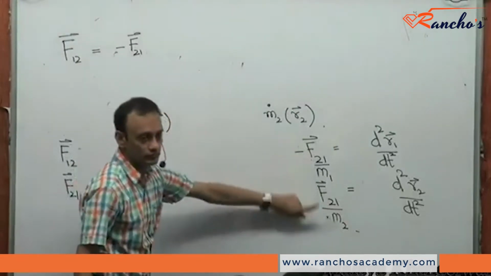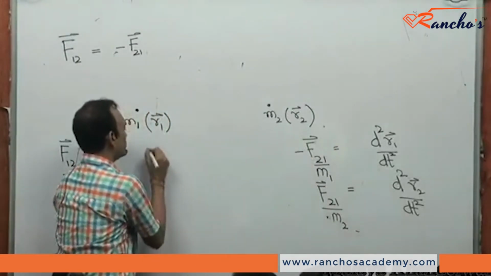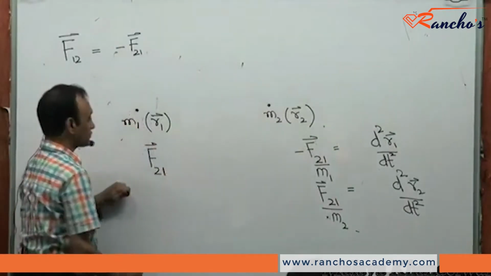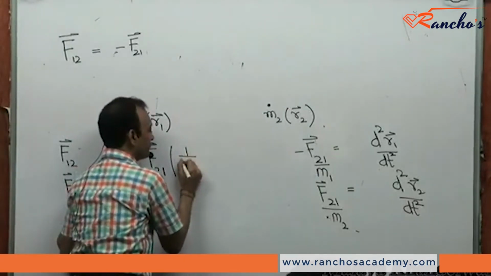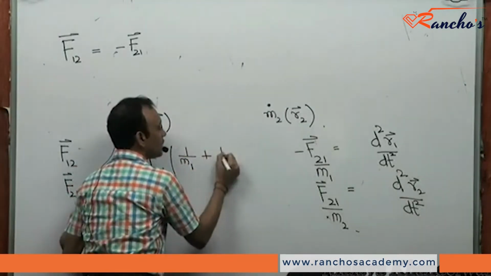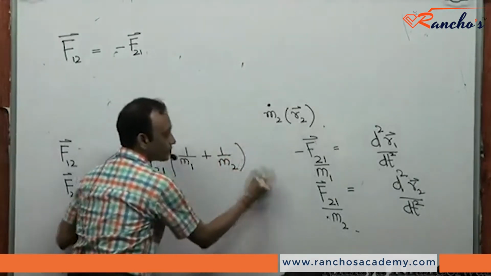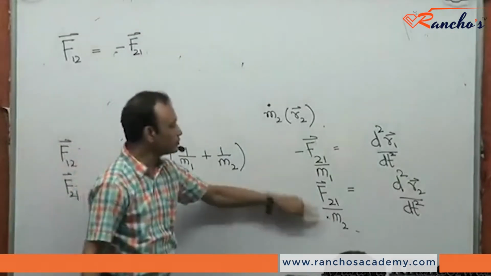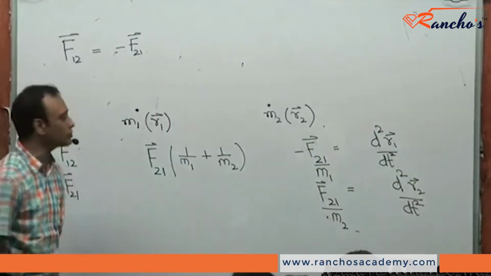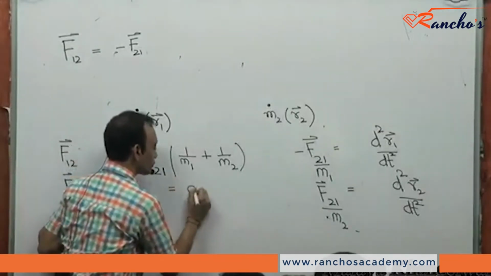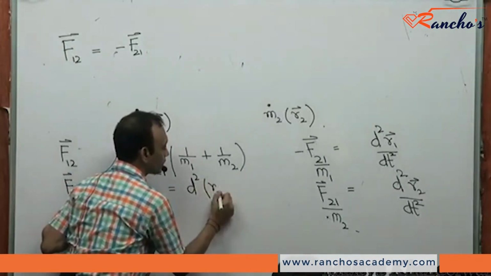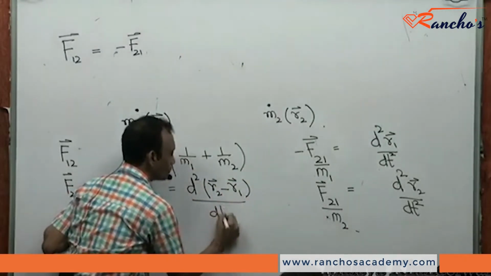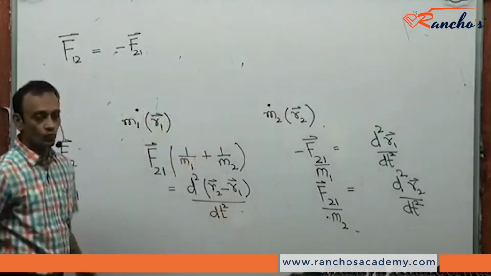Now I subtract this minus this. Then I end up getting force experienced by 2 because of 1 into (1/m1 plus 1/m2). This minus this is 1/m1 plus 1/m2, which is equal to d2(r2 minus r1)/dt2. Yes or no?